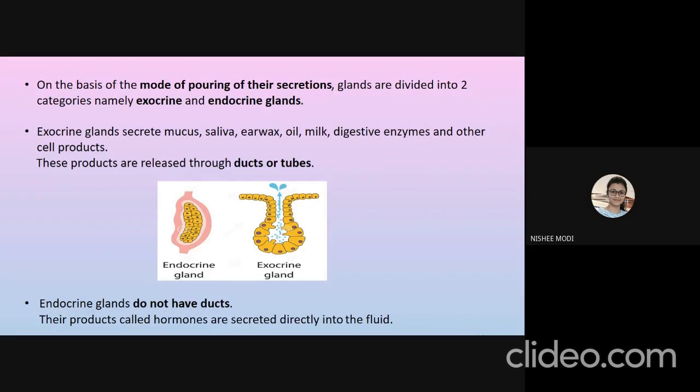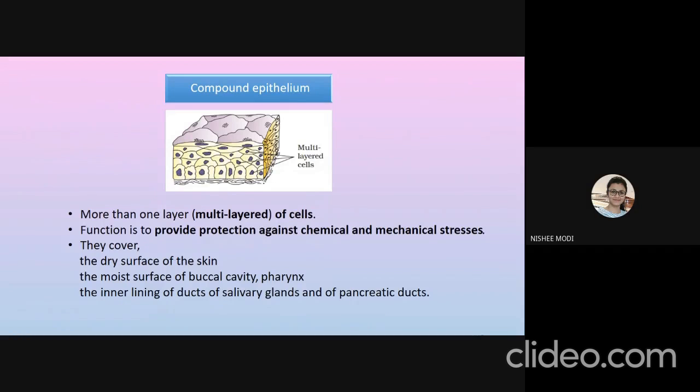And then compound epithelium, more than one layer, that is, it is multi-layered. The function of the compound epithelium is to provide protection against chemical and mechanical stress. So they cover the dry surface of skin, the moist surface of buccal cavity, pharynx, and the inner lining of salivary gland and pancreatic ducts. Hence, it gives protection against chemical and mechanical stress.